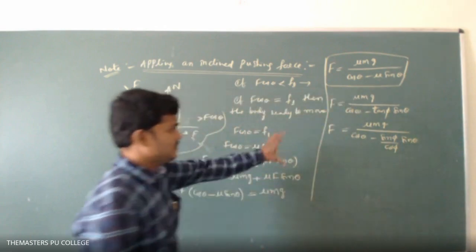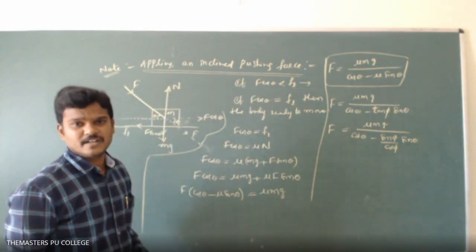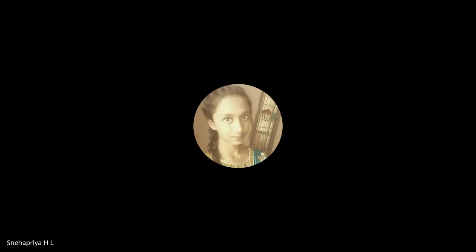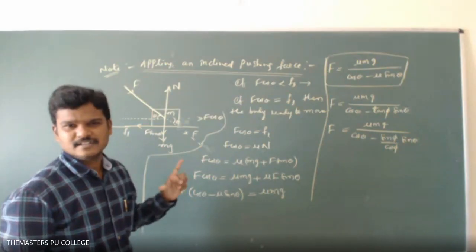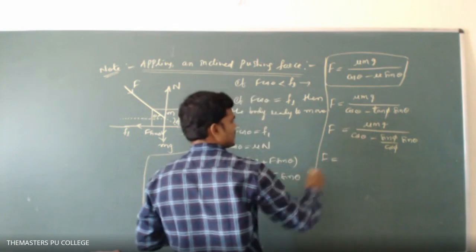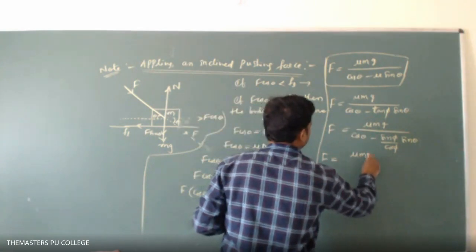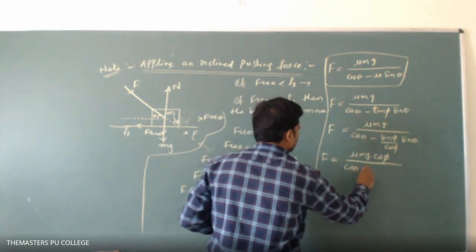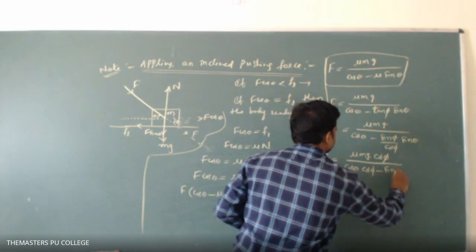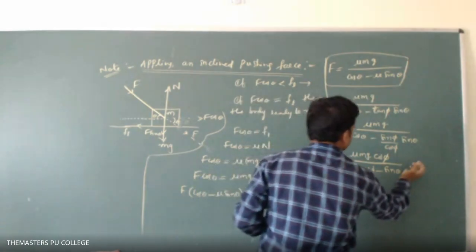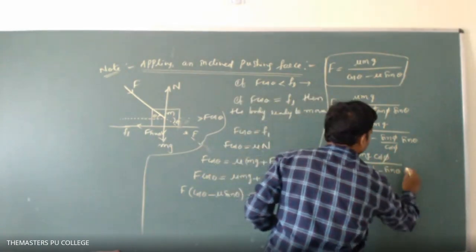Are you able to see the equations correctly? Is the font size visible? Shall I increase the size? Okay, then take LCM. Take this cos phi to the numerator and multiply here: mu mg cos phi, over cos theta cos phi minus sin theta sin phi. The cos phi is already there, so sin theta sin phi.